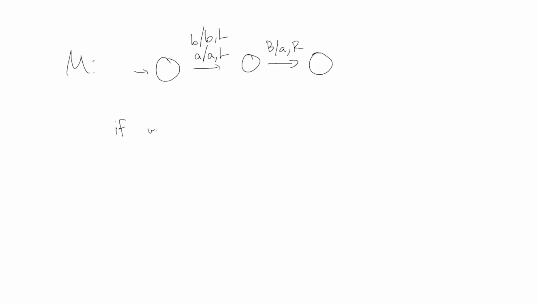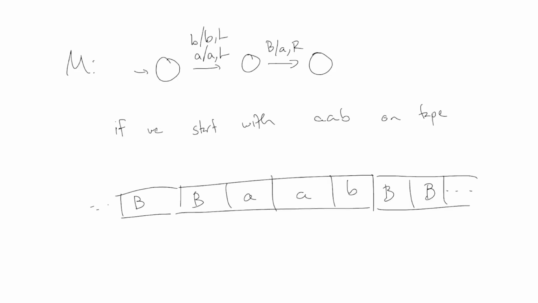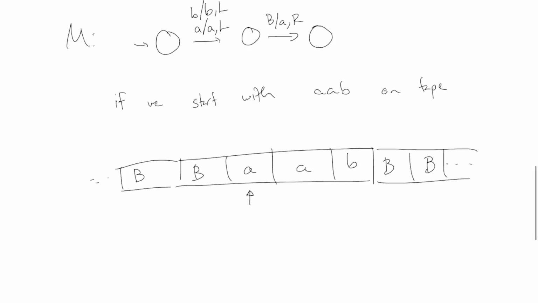So if we start with something like AAB on the tape, if I were to draw a picture of the tape, it would look like AAB, followed, of course, by infinite blanks on either side, blank here, etc. If we start with AAB on the tape like that, and the head always starts off pointing at the first letter in the string, what happens? That's my question. Well, you can see what happens.